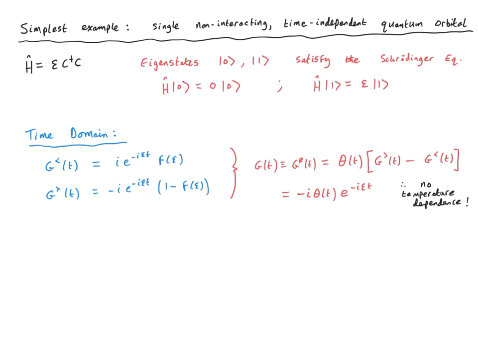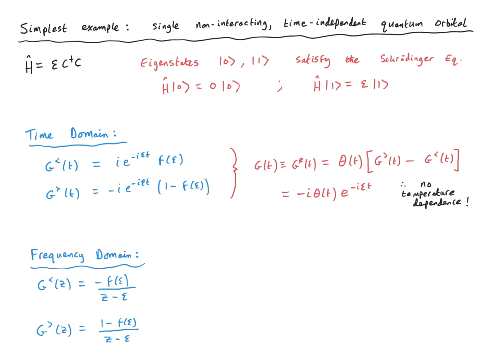Well, to answer that question, let's have a look again at the frequency domain. In the frequency domain, and here I mean functions of the complex variable z obtained by the Laplace transformation, we have g lesser of z being minus f of ε over z minus ε, whereas g greater of z is 1 minus f of ε over z minus ε. The corresponding retarded Green's function in the frequency domain, g of z, is therefore g greater of z minus g lesser of z, as before, which of course gives us, in this case, 1 over z minus ε. Again, we see that the Fermi functions cancel out, they drop out, we have no temperature dependence to the retarded Green's function.